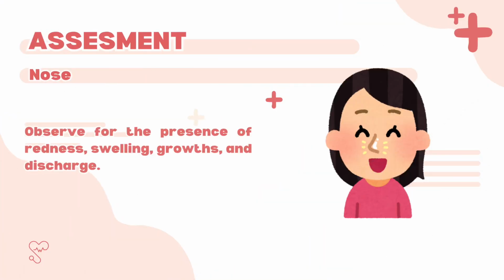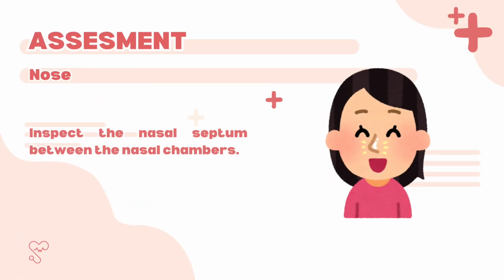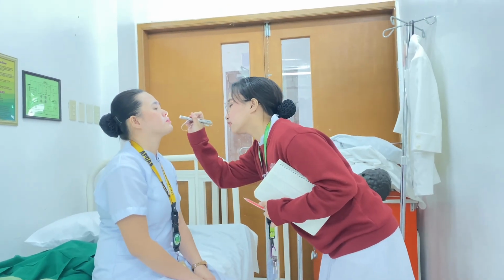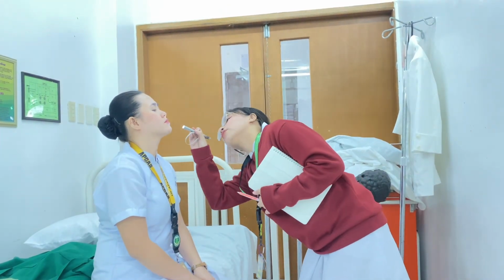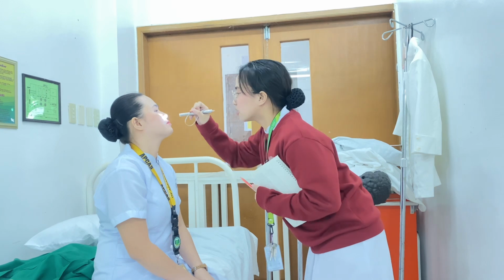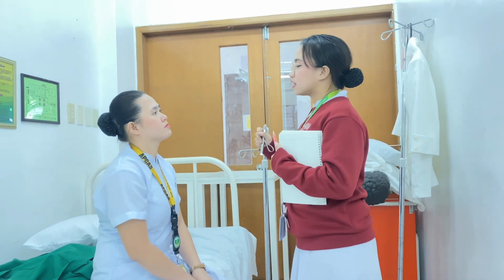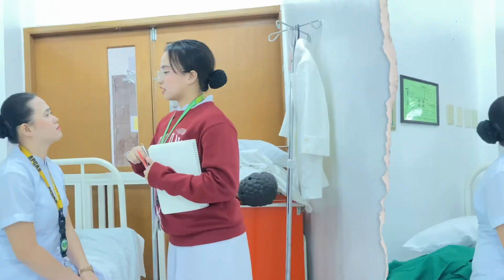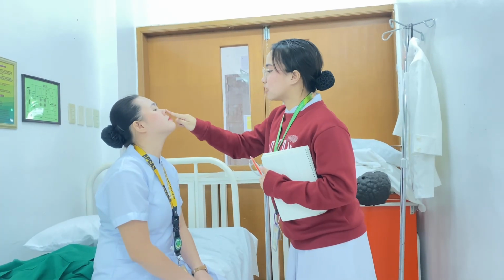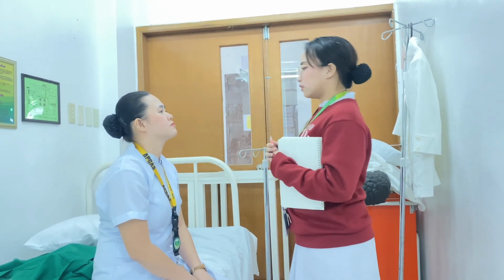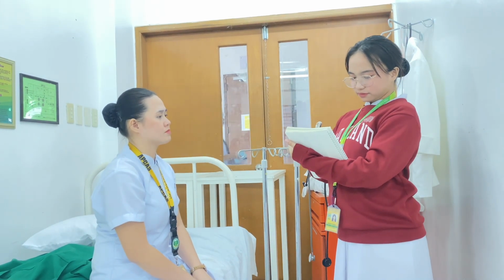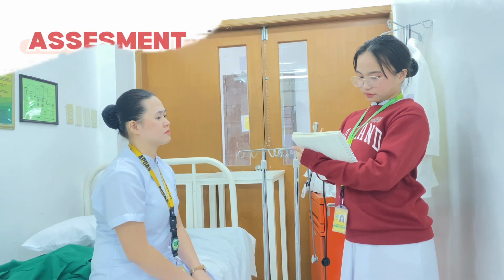Observe for the presence of redness, swelling, growths, and discharge. Inspect the nasal septum between the nasal chambers. Normal findings are mucosa pink, clear, watery discharge, no lesions. Deviations from normal are mucosa red, edematous, abnormal discharge like pus, and presence of lesions. Normal findings are nasal septum is intact and in midline. Deviations from normal is septum deviated to the right or to the left. The findings are all in normal findings.